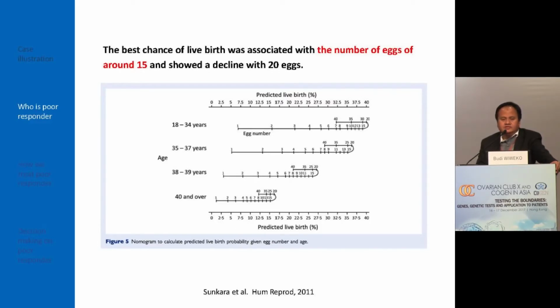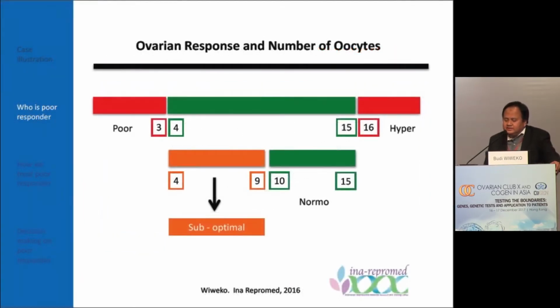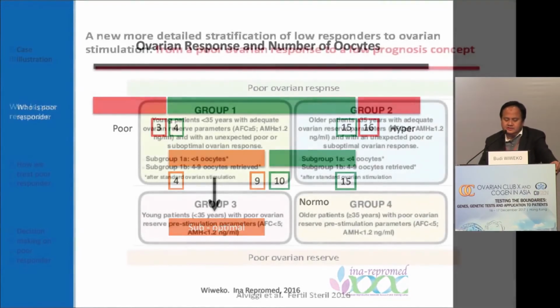optimum number of oocytes during IVF for the optimal pregnancy is around 15 oocytes. That's why our main goal during controlled ovarian stimulation is to get a normal response between 4 to 15, but the optimal one is between 10 to 15 oocytes. More than 16 is hyper responders, less than 4 is poor responder, and between 4 to 9 is classified as suboptimal responder patients.